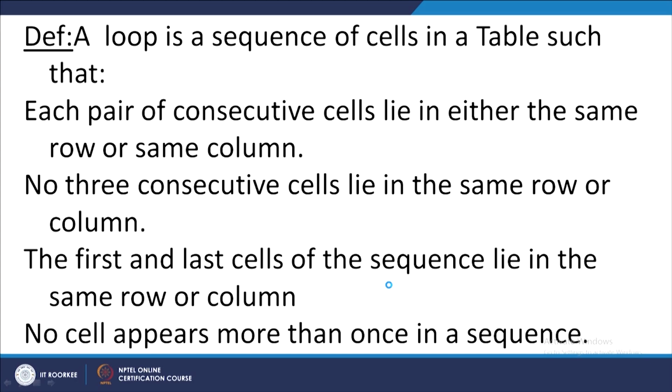So, now we will use the next step of the algorithm, but before that we need to define what is called a loop. A loop is a sequence of cells in a table such that the following conditions hold. Each pair of consecutive cells lie in either the same row or same column, and no 3 consecutive cells lie in the same row or column, and the first and the last cells of the sequence lie in the same row or column. No cell appears more than once in a sequence. So, this is the way a loop is defined.